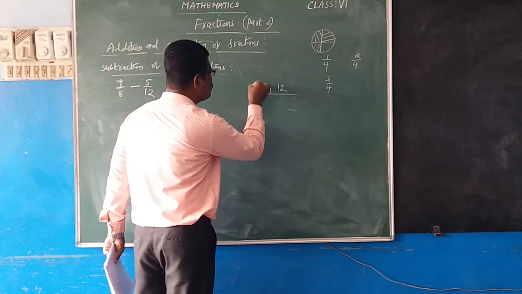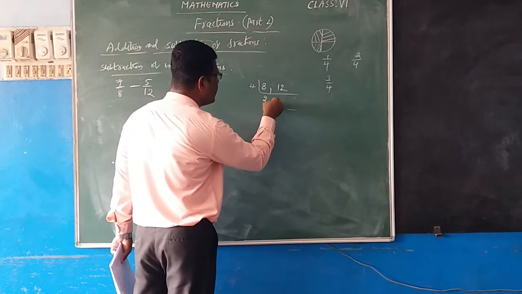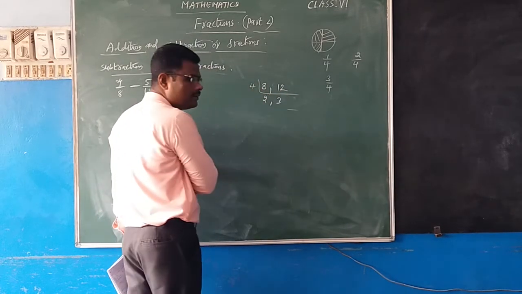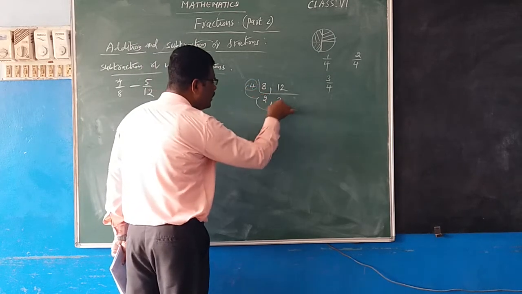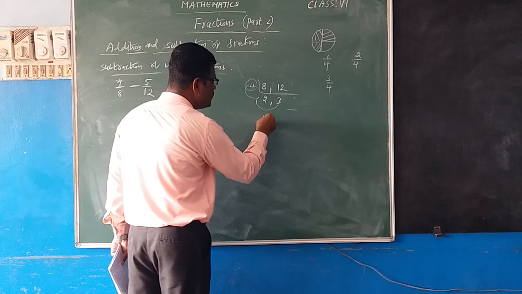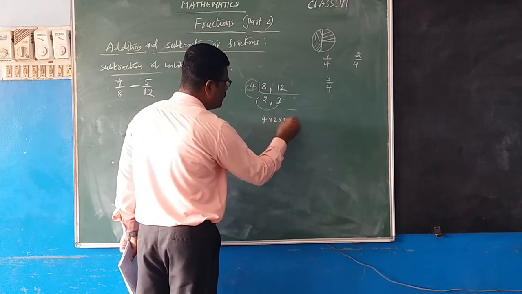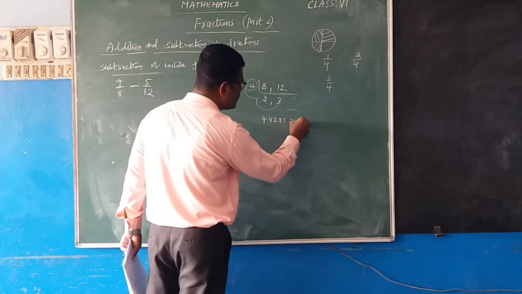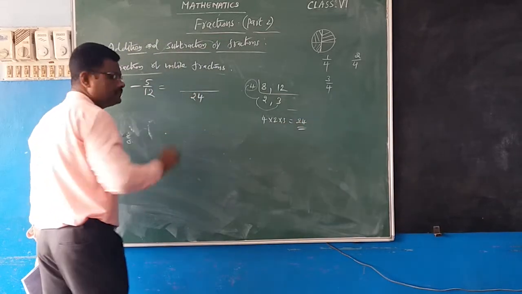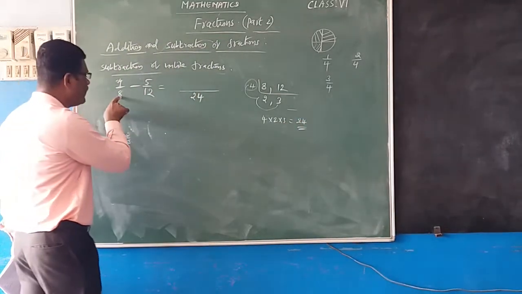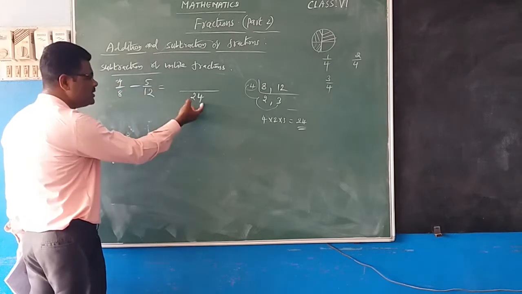8 and 12 go with the 4 table. 4 2s are 8, 4 3s are 12. This is called SCF. If you multiply all this, we will call it LCM. 4 into 2 into 3, 4 2s are 8, 8 3s are 24. So 24 is the LCM. Clear?